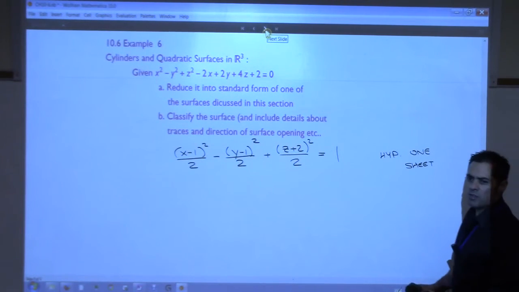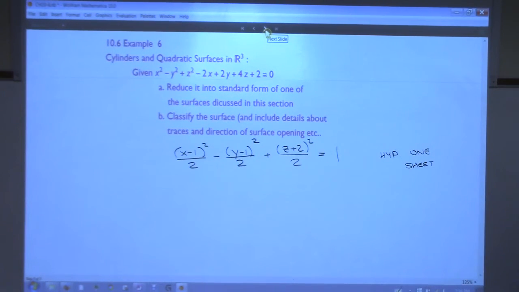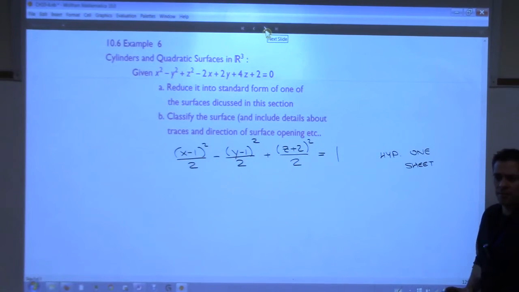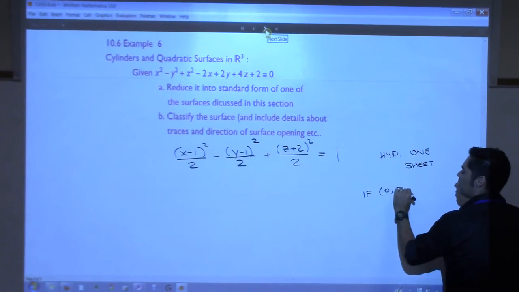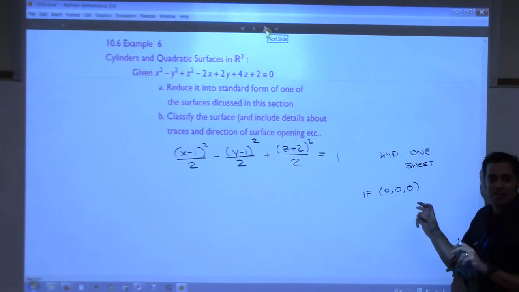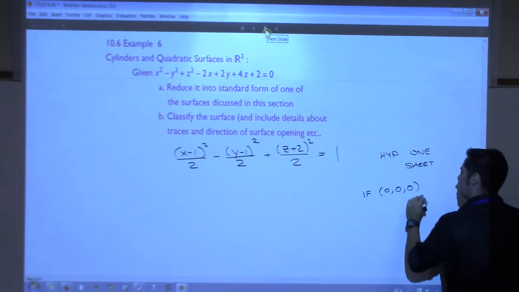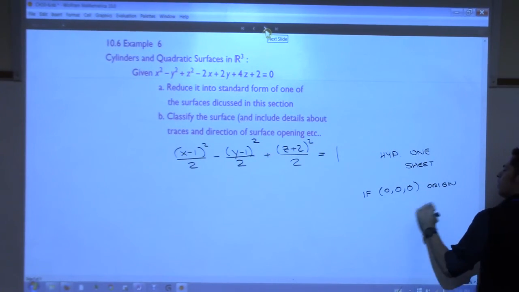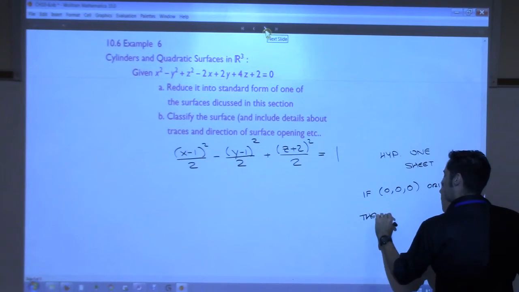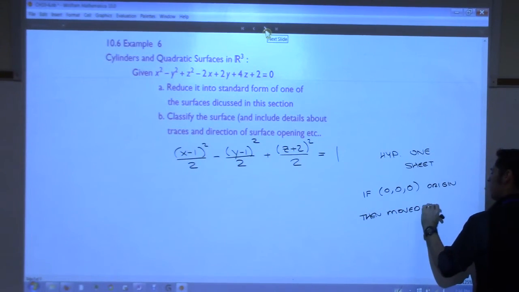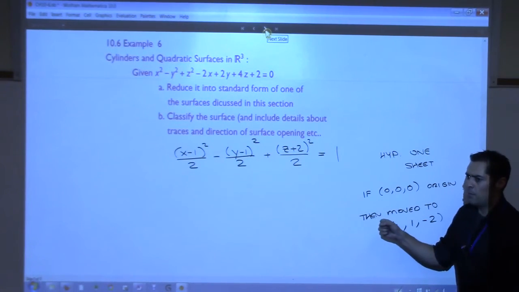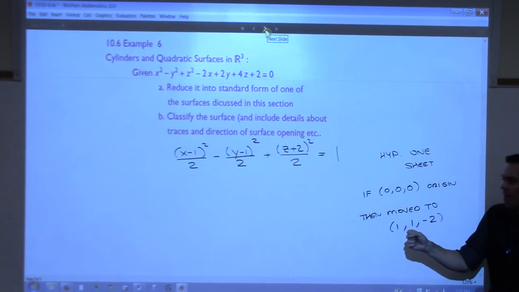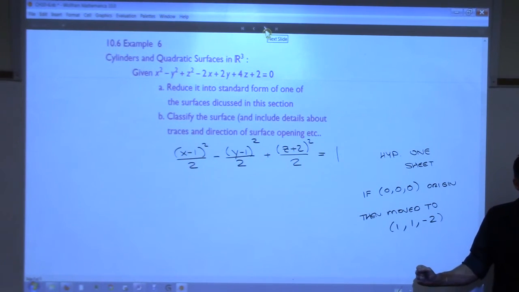Now, a hyperboloid one sheet doesn't technically have a center, but what I can say is that this thing has been shifted, right? It's shifted. So if we were to say that 0, 0, 0 was like the origin of this originally, everything's been moved. Then it's been moved to where? 1, 1, negative 2. So the whole thing went and got moved out the x-axis 1, over the y-axis 1, and down the z-axis 2, right? Which way does this thing open?